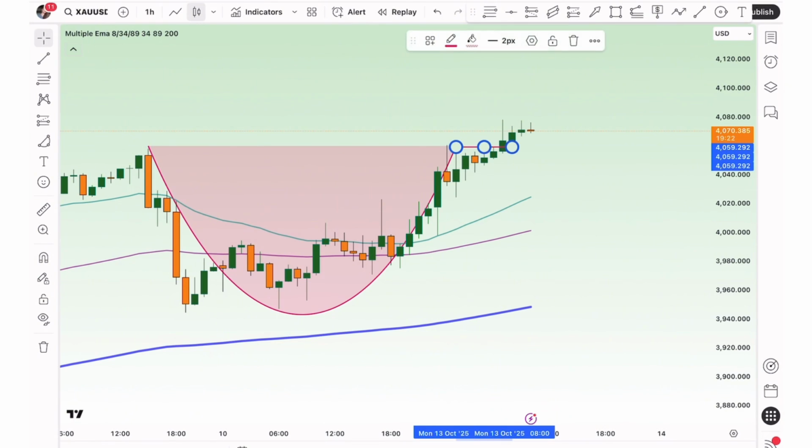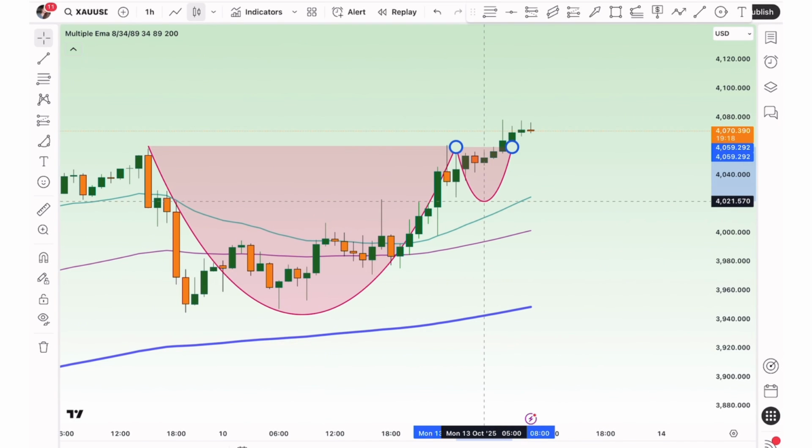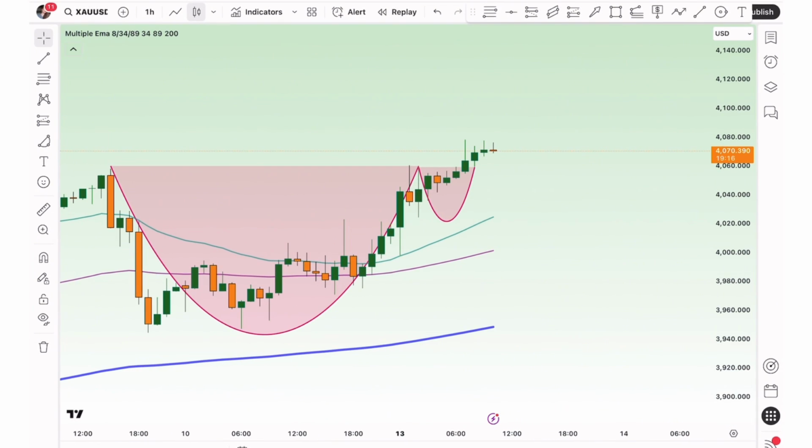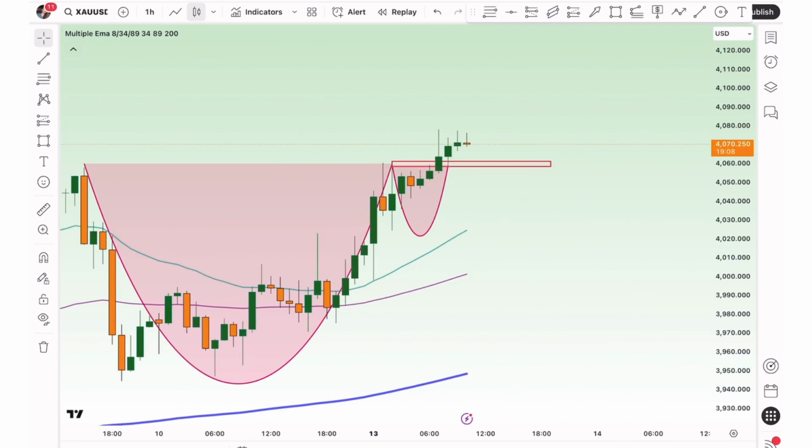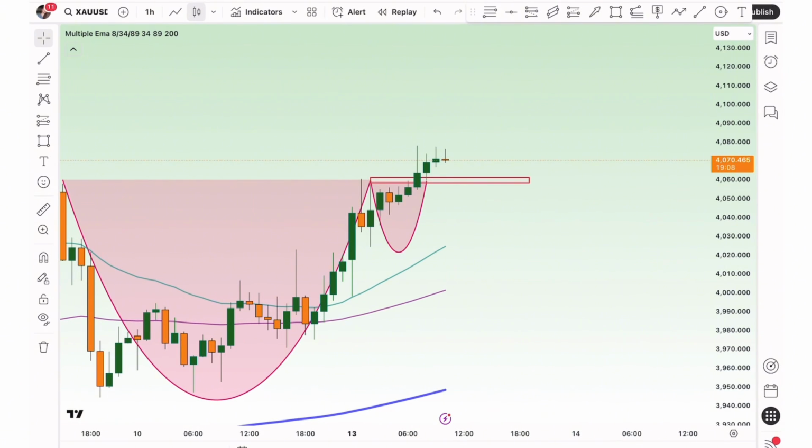Identifying a cup and handle pattern can be a time-consuming process, especially for traders who are new to technical analysis. It requires patience and practice to spot this pattern accurately. While the cup and handle pattern has a high success rate, it is not always reliable by itself. Traders should consider other factors such as market conditions, news events, and overall trends before entering a trade based on this pattern.